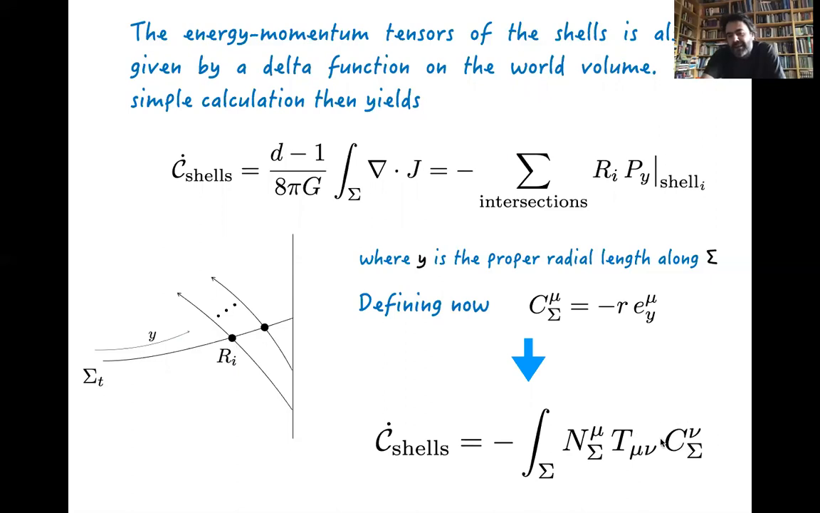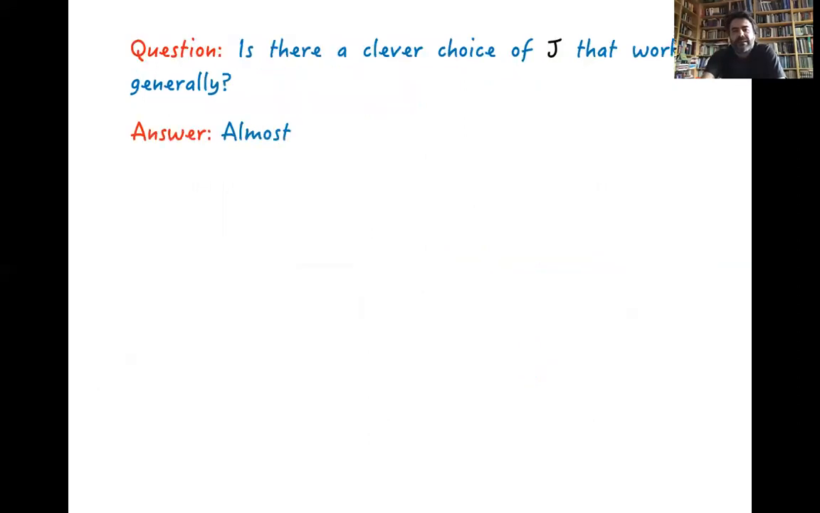If I now make an ad hoc choice for C, so as to make these factors of Ri appear, the right choice is this one, then I get this relation that I advertised before. So this is, if you like, the fast derivation of this relation, based on this trick of using this effective sort of Komar integral kind of argument. Okay, so this is nice, but then the question is, is there a clever choice of J that works more generally?